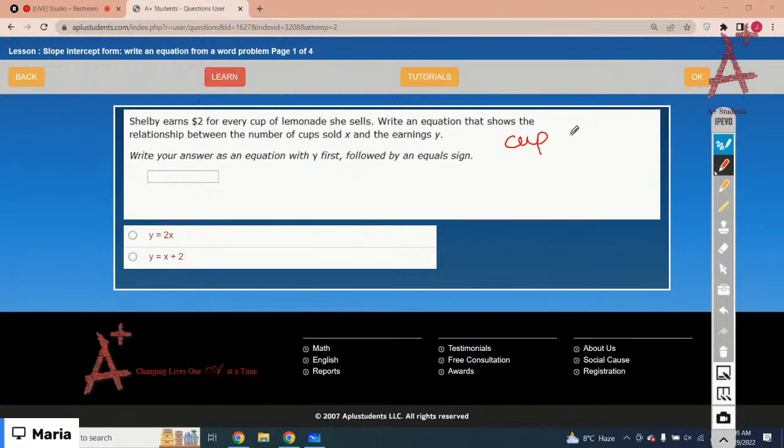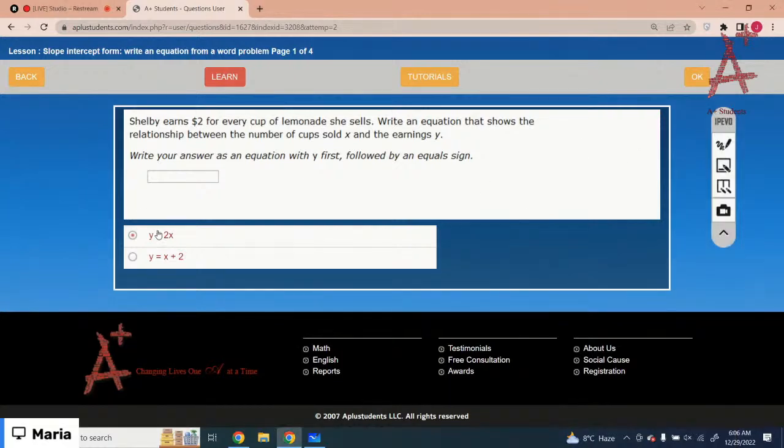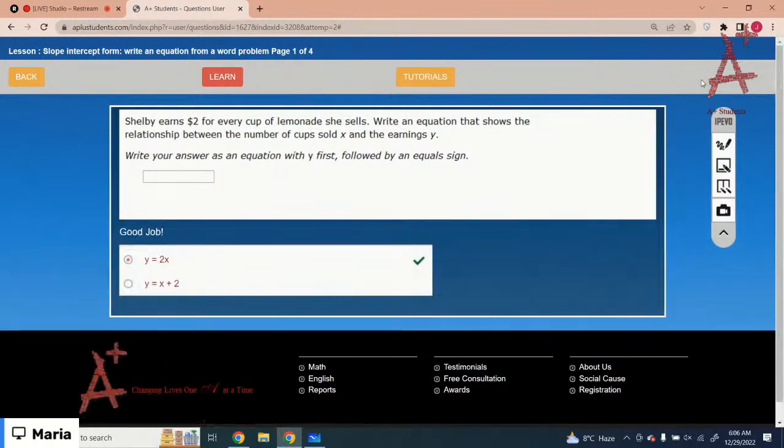So for one cup it would be 2 times 1. Got it? So for the second cup it would be 2 times 2. For the third cup it would be 2 times 3. And for the x cups it would be 2 times x. Got it? That means the equation is y equals 2x. So just select the correct option, then click on the OK button. The correct option is y equals 2x.